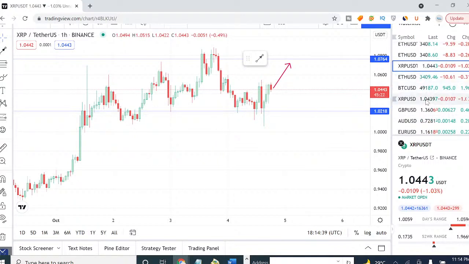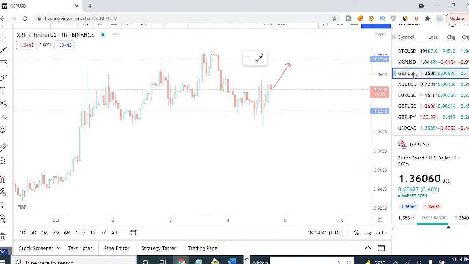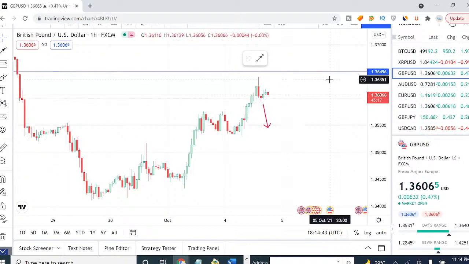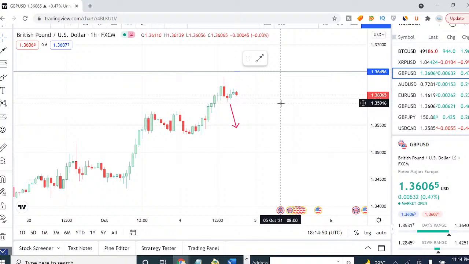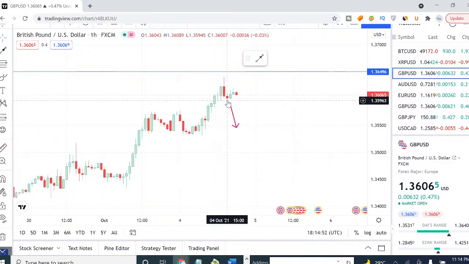Okay, we have discussed that. Okay, Pound USD. Pound USD. So guys, I have already put the arrow, because when I do the technical analysis for myself, for my own trading, I have already put the arrow on this candle that it's down.